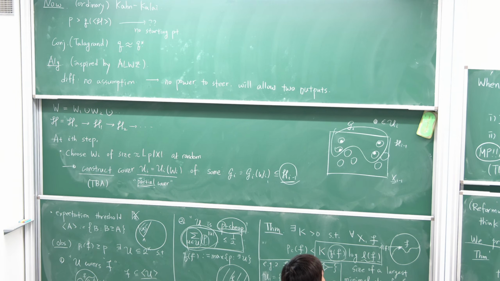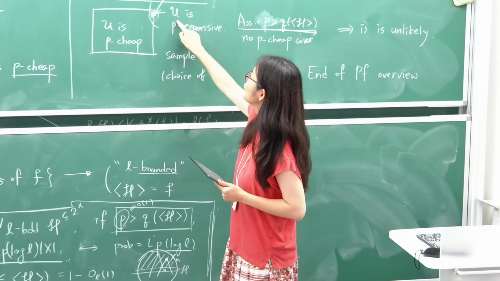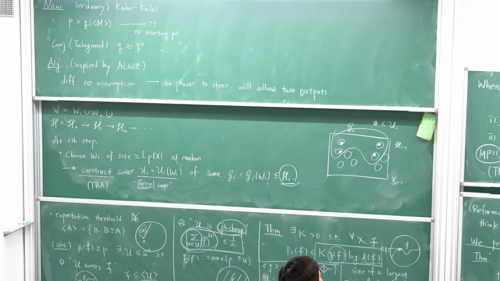So that means for some choice of W, it's possible that U is expensive, but typically it's cheap. No, but by definition of P, there's no P-cheap cover, right? Yeah, there's no P-cheap cover, so that means U is expensive. So this is a sample space of W, and for most of the choices of W, U is P-cheap. And sometimes U is P-expensive.